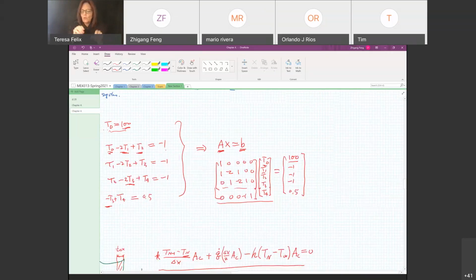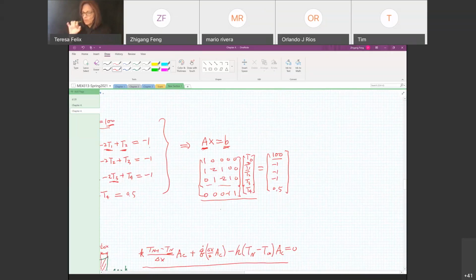And once you have this coefficient matrix, in Excel you can find A to the minus 1, the inverse of this matrix, and use this inverse matrix multiplied by B, which is a known vector, and you get X. So that's the solution process. Okay? So A inverse multiplied by B, you get the unknown vector X. And X contains the numerical values of the temperature at these node points.